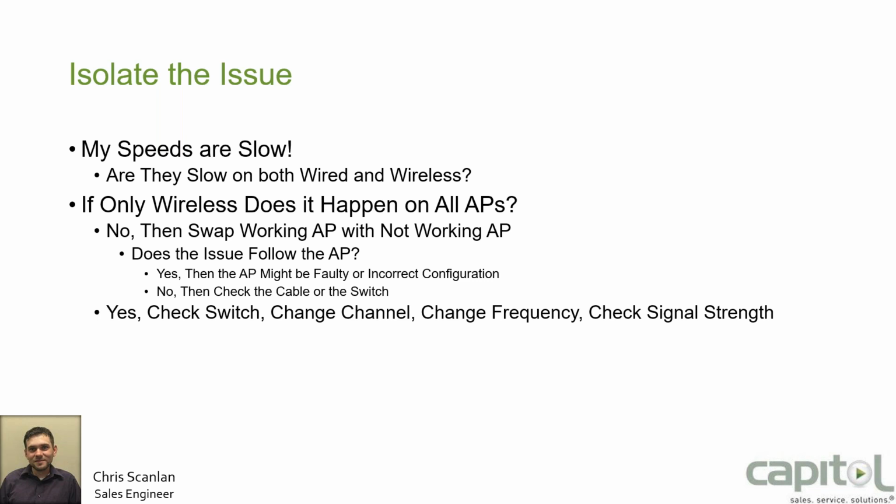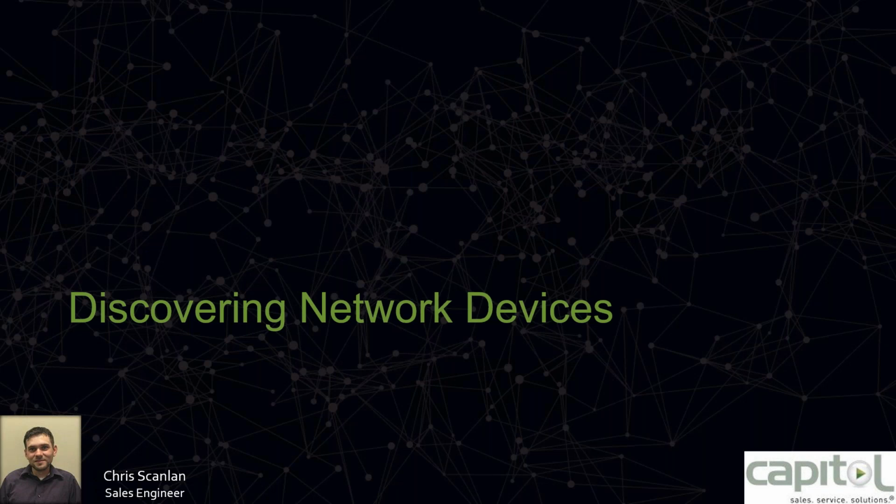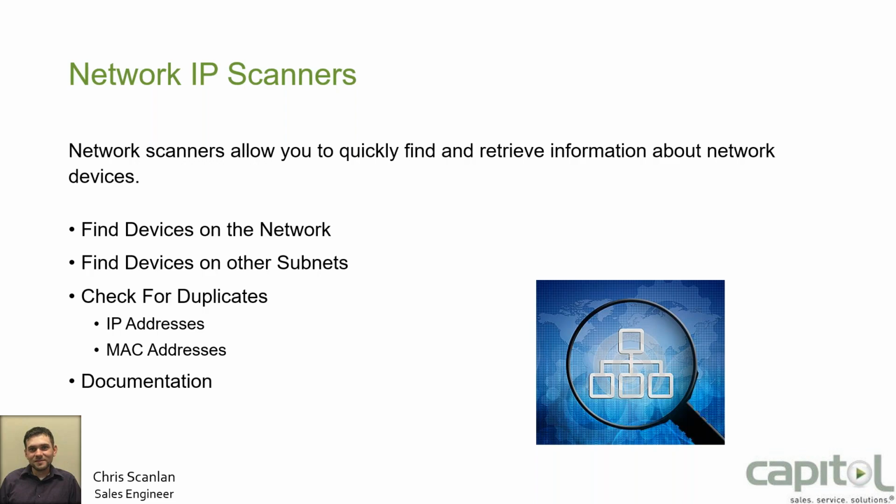And again, this is now troubleshooting more wireless network, or is it on the hardwired? Is it a hardwired issue? So some tools to use, discovering network devices. You want to be able to make sure you can find devices on the network, find devices on other subnets, duplicate IP addresses, duplicate MAC addresses, and just quick documentation of your network.